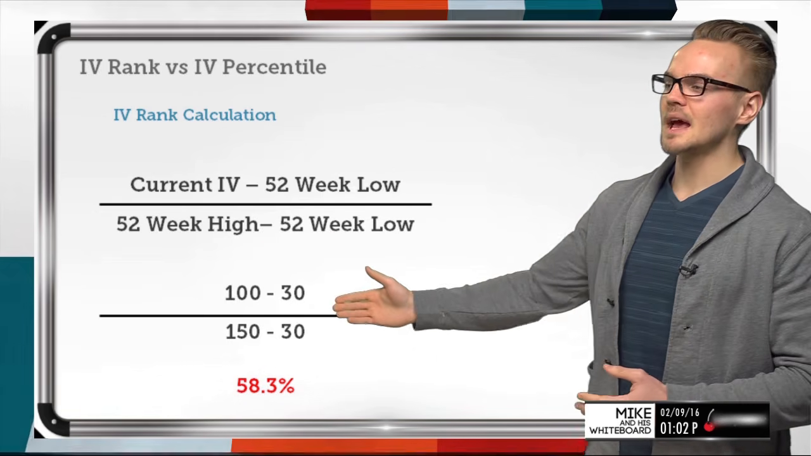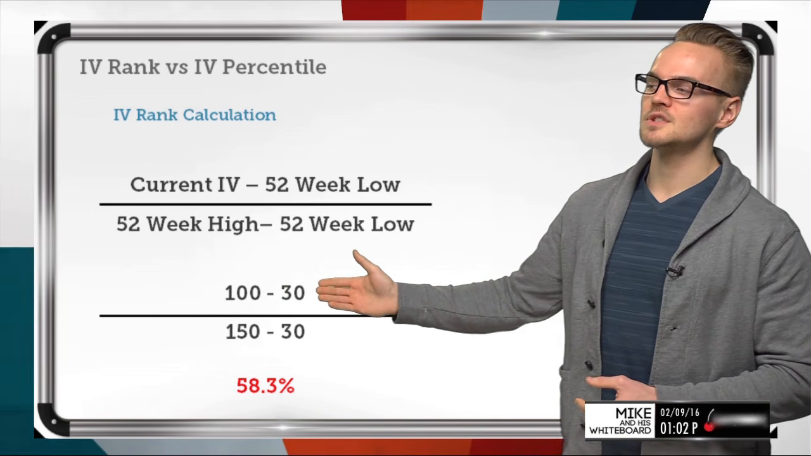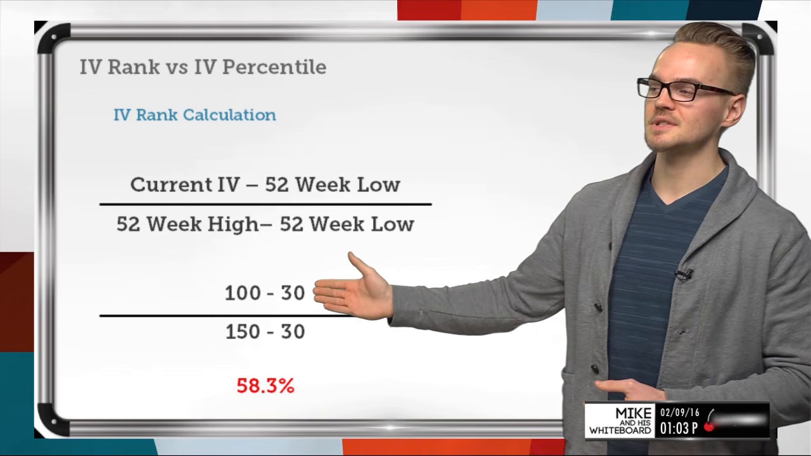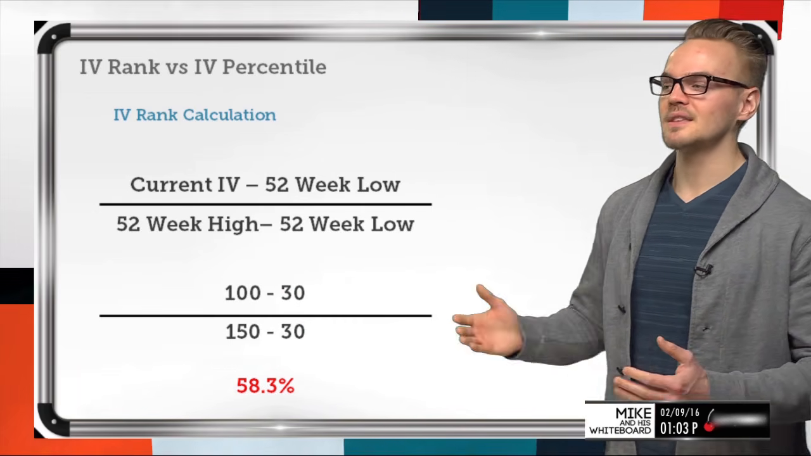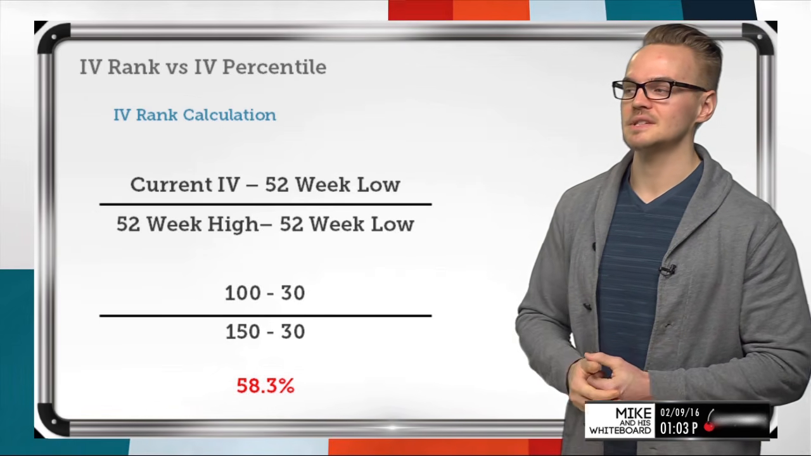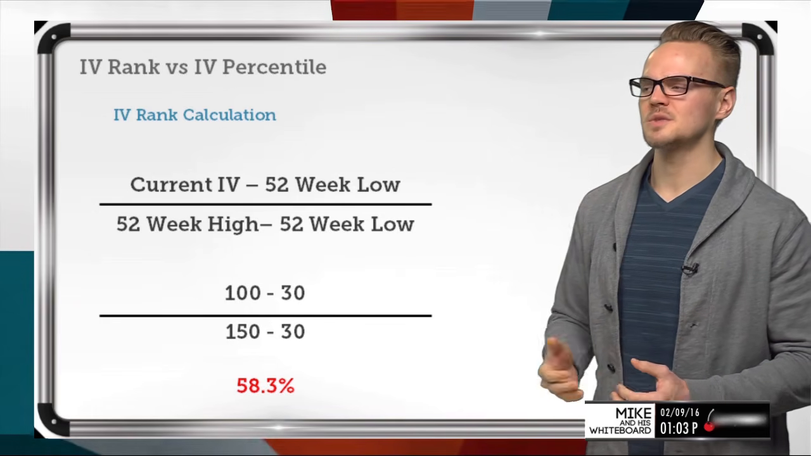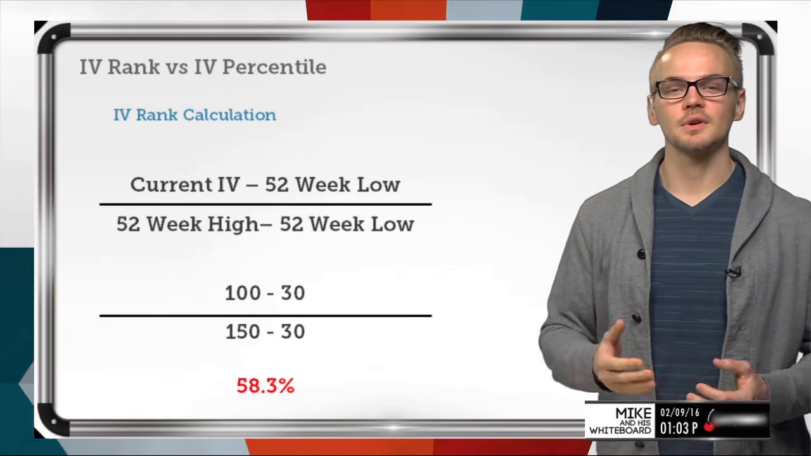So if we have a current IV of 100%, and over a 52-week time frame we had a low IV of 30% and a high IV of 150%, this is what the calculation would look like. We'd have 100 minus 30, which gives us 70, divided by 150 minus 30, which is 120, and that gives us 58.3%.